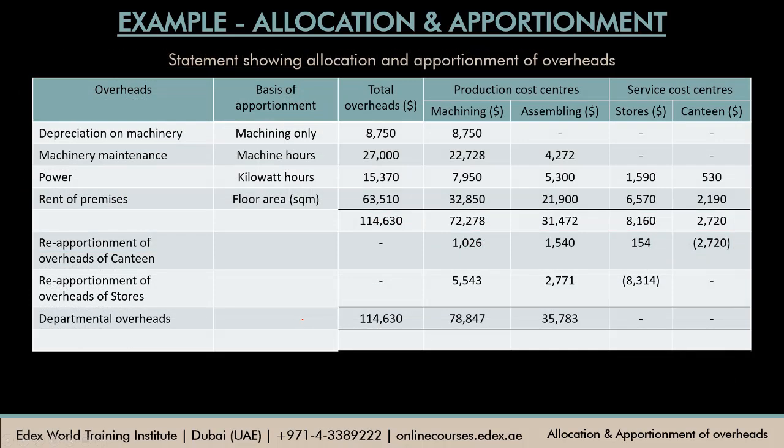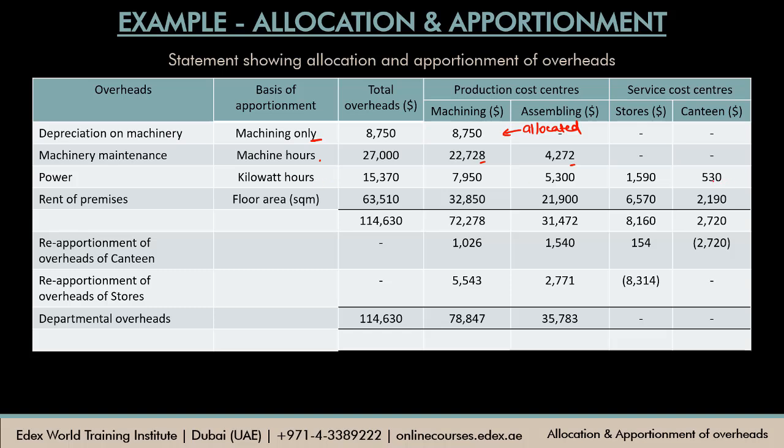So let's go to the next slide and see what has been done. The depreciation on machinery has been given to the machining department only, so the entire cost is allocated to the machining department. This is what is meant by allocation, when a certain cost can be directly associated with one department or one cost center. Machinery maintenance, I showed you how we distributed between the two production cost centers using the machine hours, and 22,728 and 4,272, we already did the calculation.